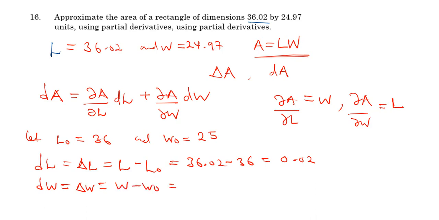So getting this, I have 24.97 minus the best value, which is 25. When I subtract these two, I get negative 0.03.